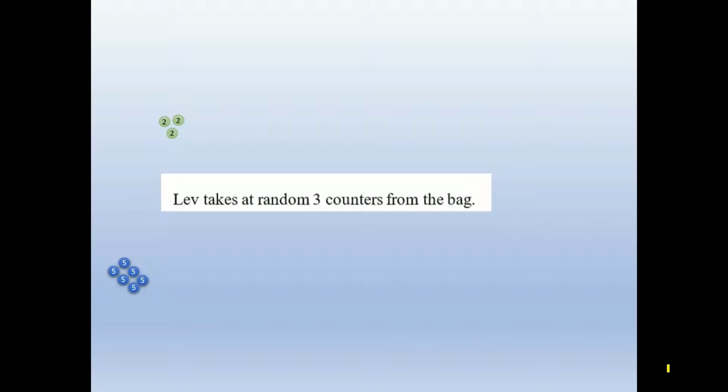We have 3 counters labeled with number 2 and 6 counters labeled with number 5. The question clearly says that 3 counters have been taken at the same time, but we will treat that as one counter taken after the other without replacement, and we'll see how this will affect the probabilities for each selection.